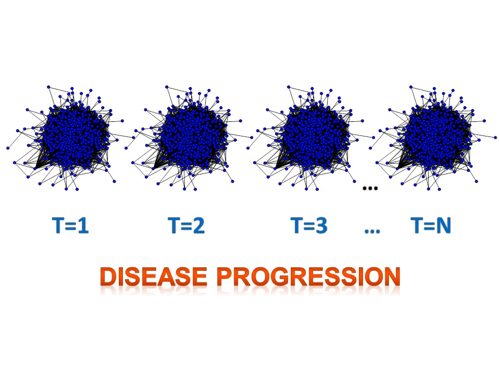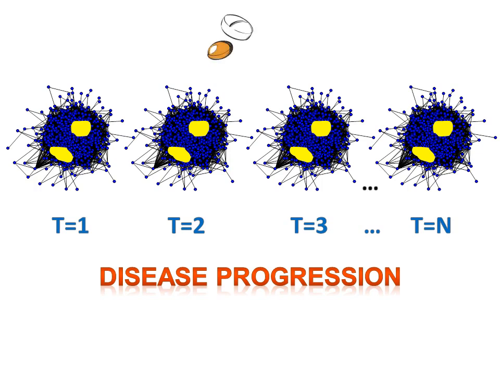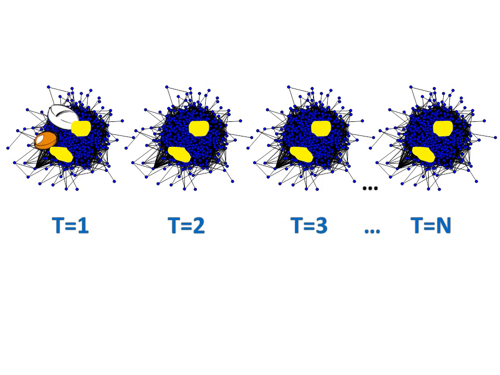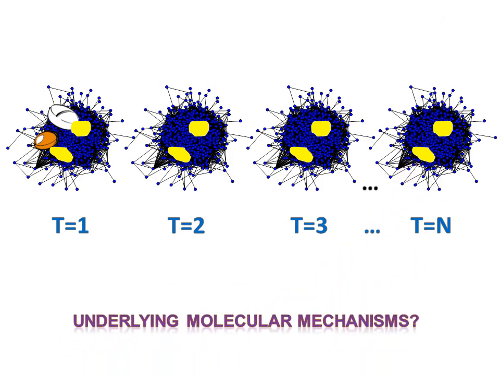Temporal graphs can be used to model disease progression. Given such a graph, representing a specific disease progression, the task is to identify genes that should be targeted by new treatments. Besides answering this question, we need to characterize underlying molecular mechanisms that contribute to disease progression.